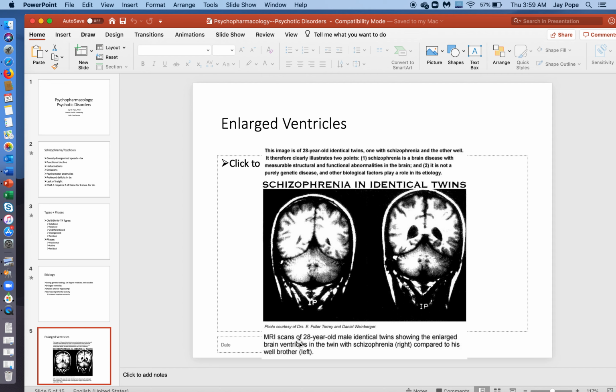Schizophrenia, these are MRI scans of a 28-year-old male identical twin, showing the enlarged brain ventricles in the twin with schizophrenia. So even though these are twins, here's a case of one twin who did not get it and another one who did. And so this person on the right, these centrally located ventricles right here, are enlarged in the patient with schizophrenia. And this is the brother on the left-hand side.